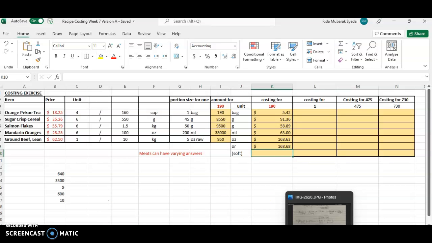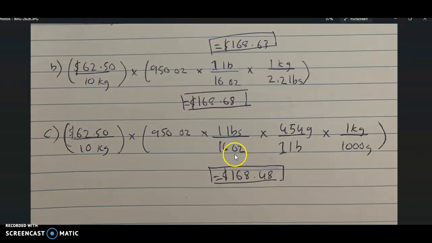So for the last method, the soft conversion, we did it from lbs to grams to kgs. So again, we know there's 16 ounces in 1 lb, and then in 1 lb there's 454 grams, and 1000 grams is equal to 1 kg. What we simply do is 950 times 454 divided by 16 divided by 1000. So when we do it on the calculator, we do the top first and then we do the bottom, and we get 168.48 as our price.